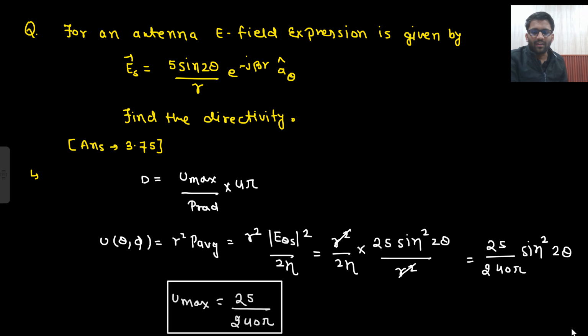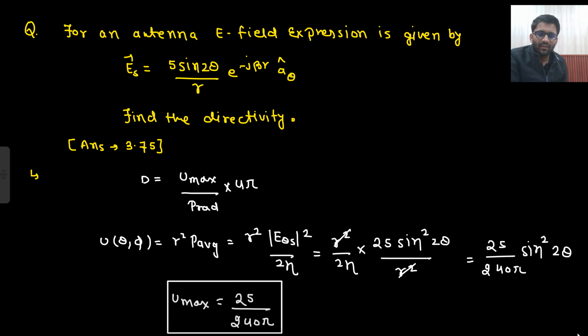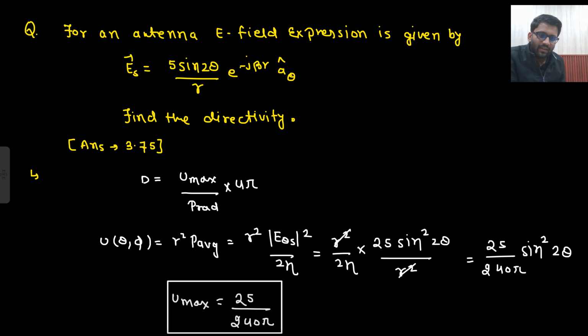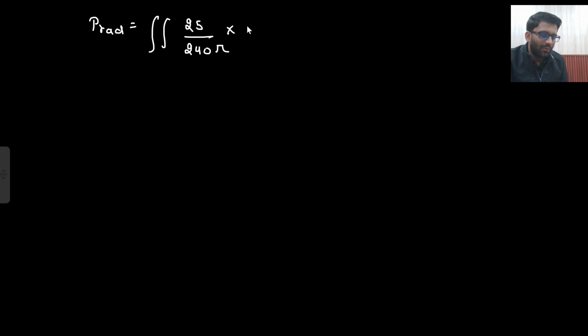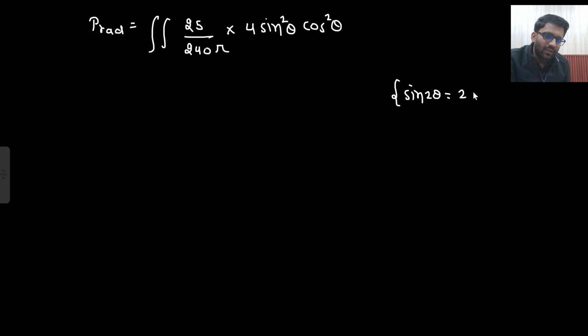Now I need to find P radiated. So for P radiated, that would be U theta comma phi, that is 25 divided by 240 pi. Now I need to solve this equation as well, because we need to do the integration. So 4 sine square theta cos square theta. How did I get it? Because sine 2 theta is equal to 2 sine theta cos theta. So what will be sine square 2 theta? 4 sine square theta cos square theta into sine theta d phi.